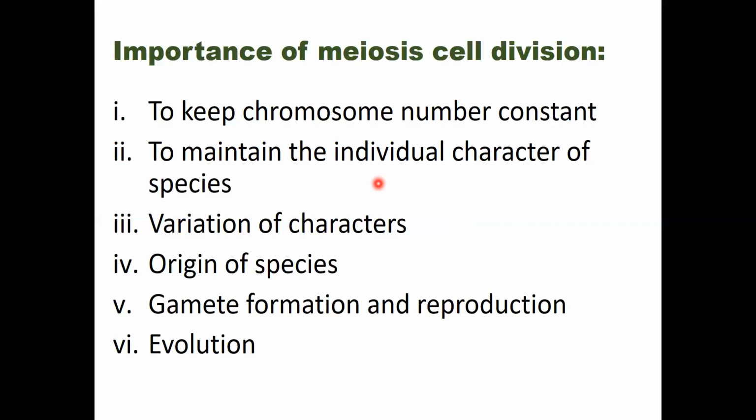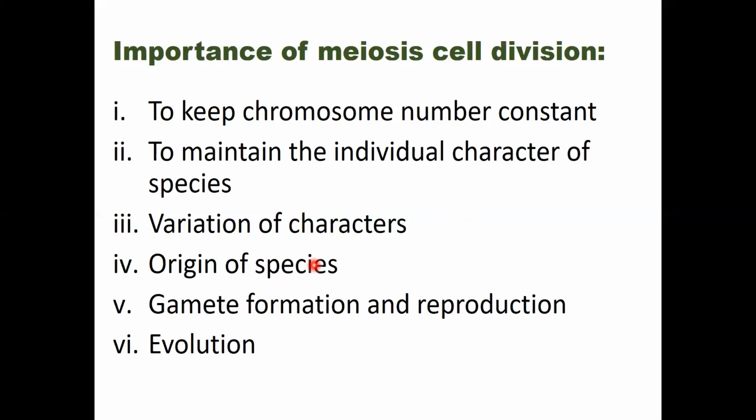Another importance of meiosis cell division is the variation of characters. Except for identical twins, no sexually reproducing organisms have exactly the same characters. Variations of characters are due to interchange of parts of chromosomes by crossing over. Another importance of meiosis is the origin of species. As a result of crossing over, new species or varieties are created, which leads to evolution.